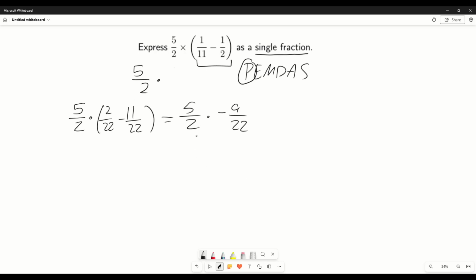After this it's a straight multiplication. We just multiply across. We don't need to find another common denominator for the bottom of the fractions, we just multiply straight across. So 5 times negative 9 is negative 45, and 2 times 22 is 44, which leaves us with negative 45 over 44 as our answer.